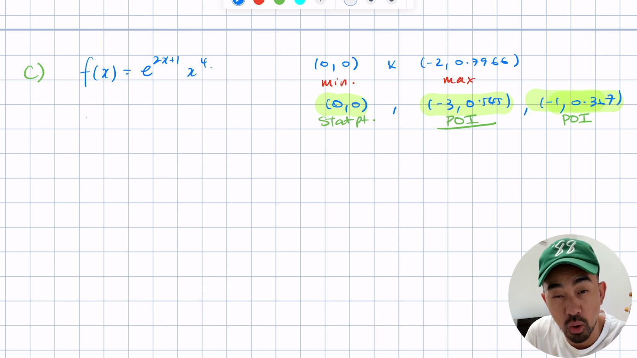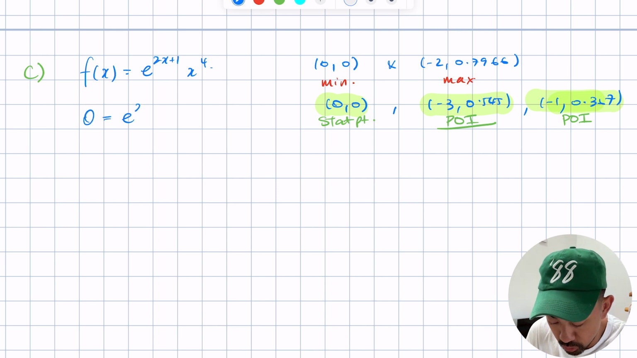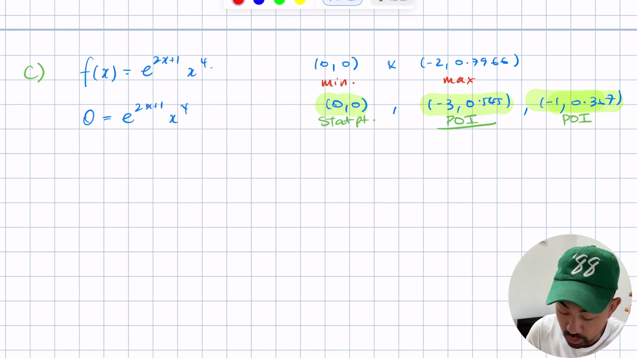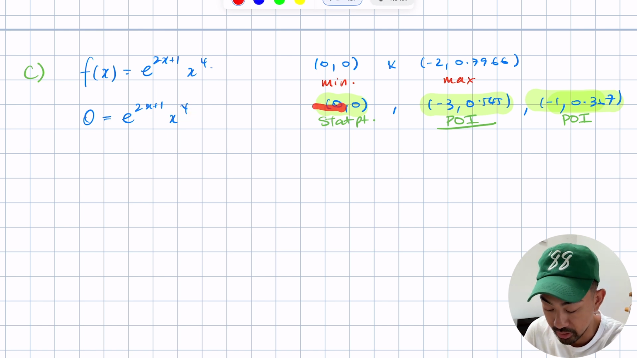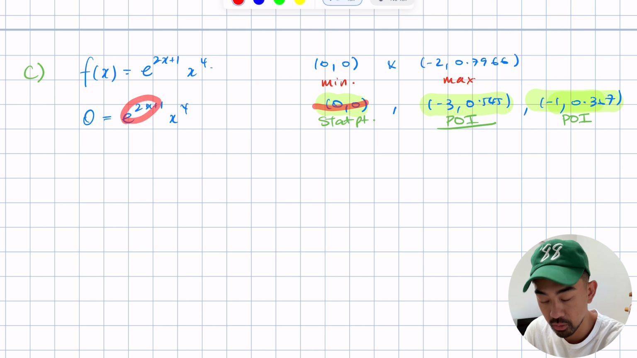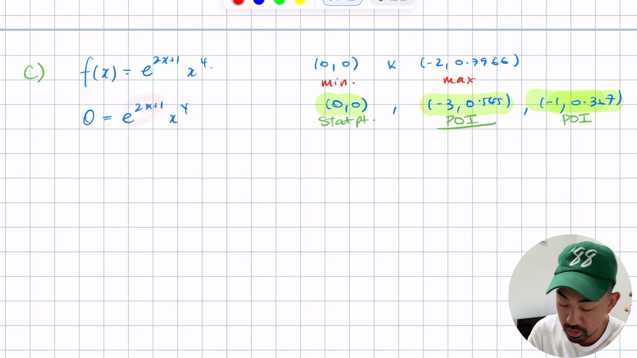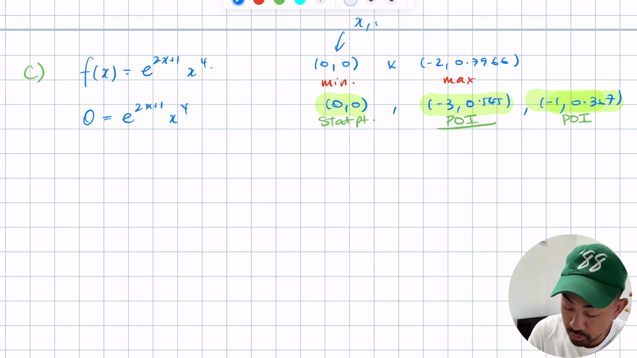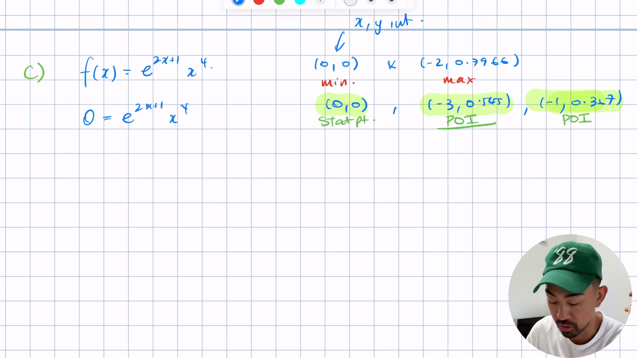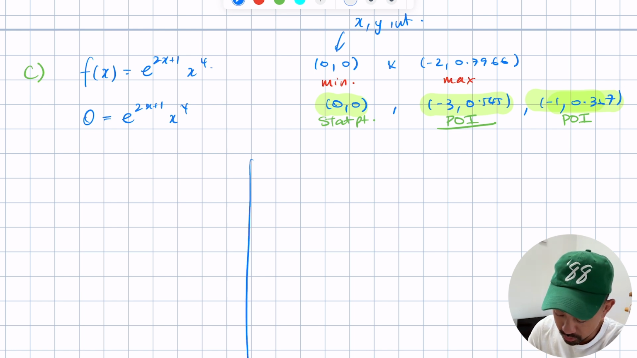So an x-intercept is when y equals 0. So 0 is equal to 2x plus 1 times x to the 4. Now obviously that's going to be 0 because we worked that out here. But this, can that ever be 0? Well, no. It can't ever be 0 because there's no number I can put in for x to make that whole thing 0. So the only x and y intercept is that, 0, 0.